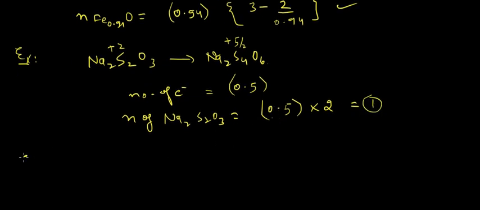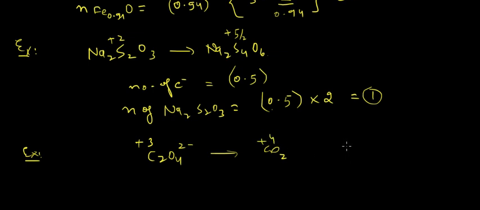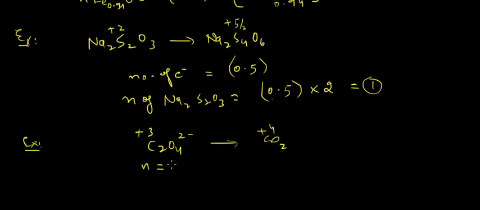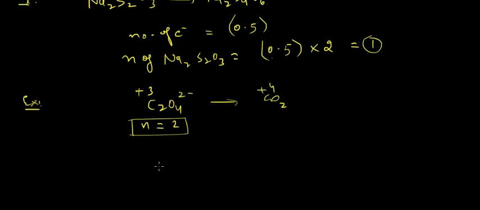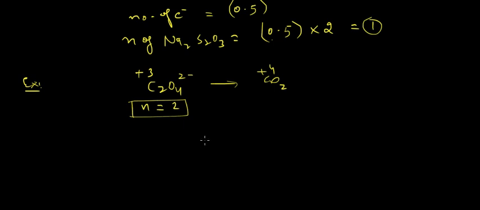Okay, let's see another example. C2O4 2- getting converted into CO2. In this case, the oxidation state of carbon is +3, going to +4. Now the n factor would be 2, as 1 mole of oxalate ion contains 2 moles of carbon.